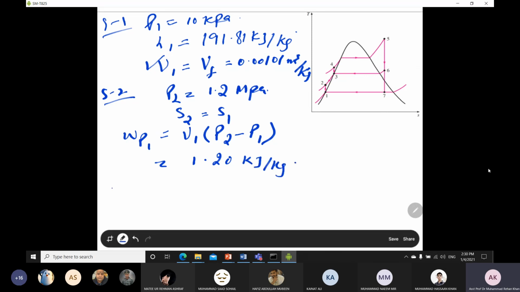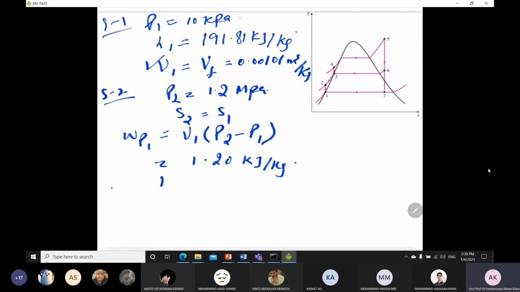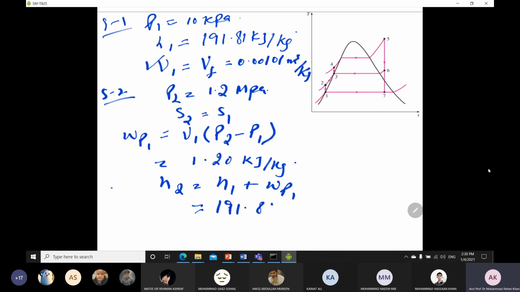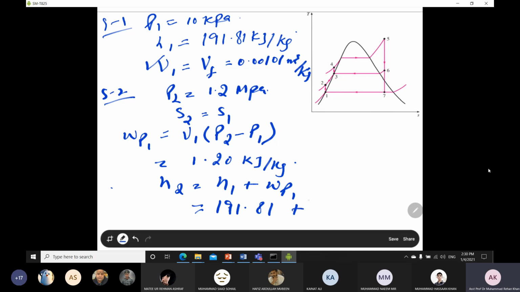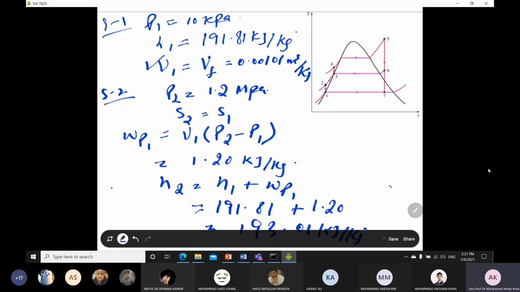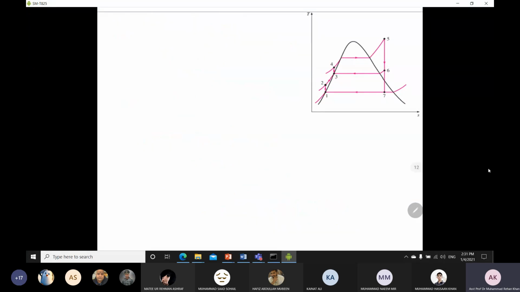Okay, so state 2 now, and you have to find the enthalpy value of state 2 also. So H2 is equal to H1 plus W pump 1. H1 we already found from the previous step, which is 191.81, plus the work done by the pump, and you can just do the calculation, which gives 193.01 kilojoule per kg. So at point number 2, you get the enthalpy value, because you have to find the enthalpy values at all the states so that you can find the thermal efficiency of your cycle.